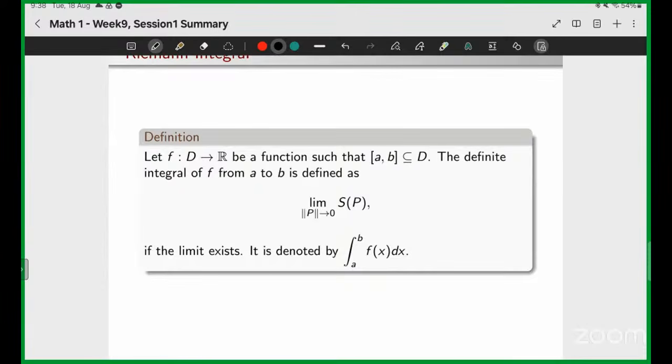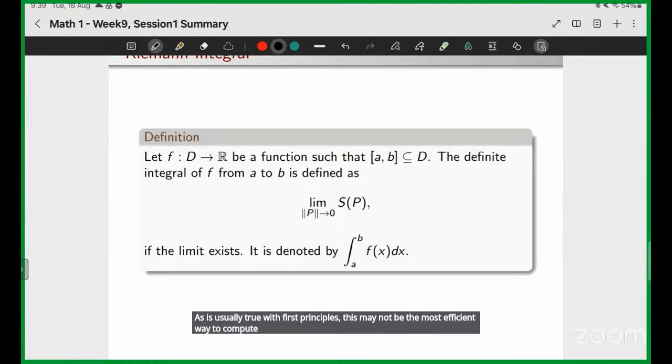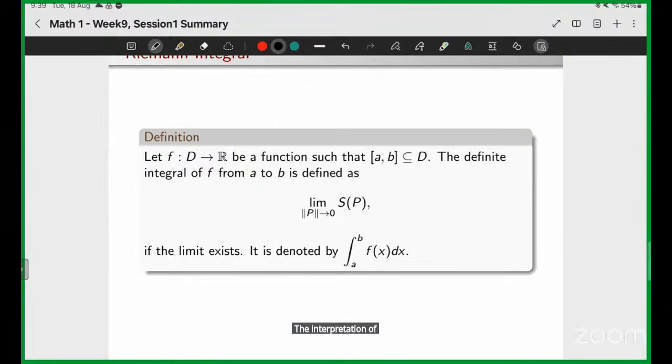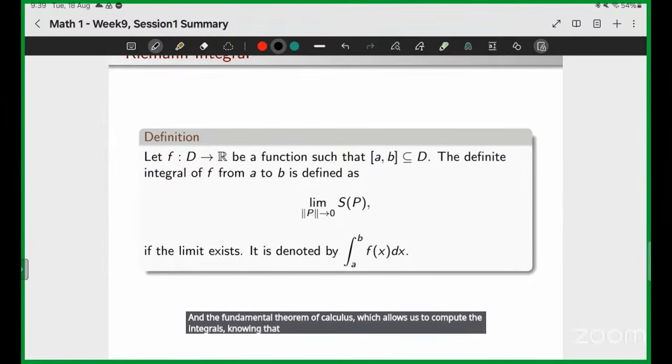As is usually true with first principles, this may not be the most efficient way to compute it practically. So what we will see next is the interpretation of the integral as the antiderivative and the fundamental theorem of calculus, which allows us to compute the integrals knowing that.